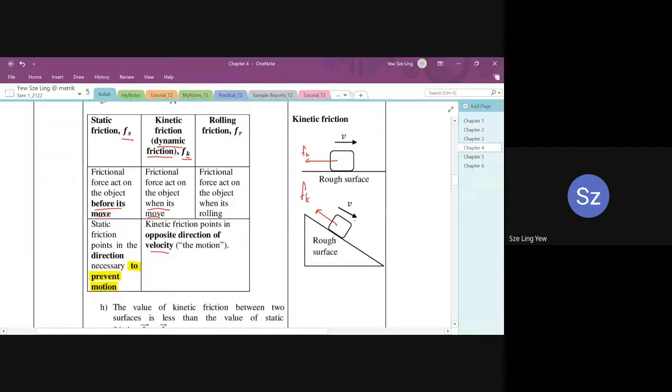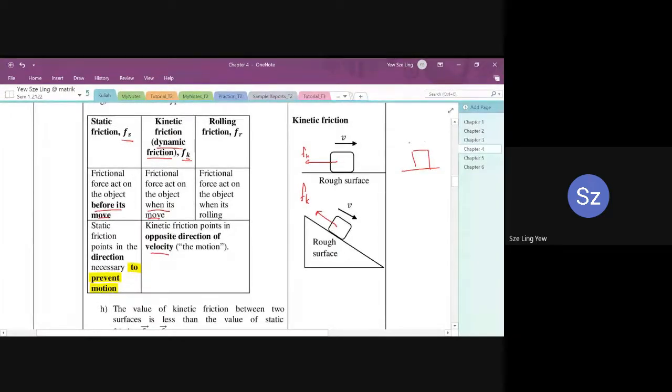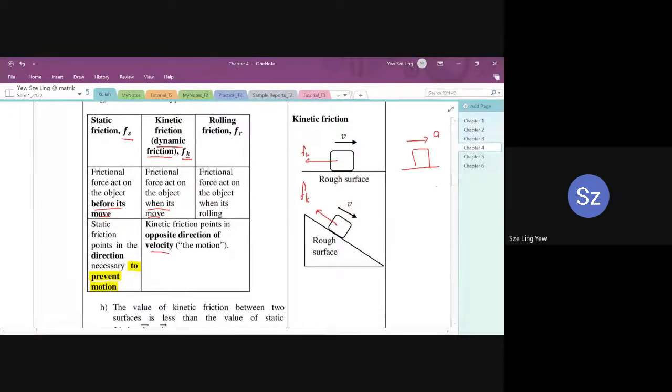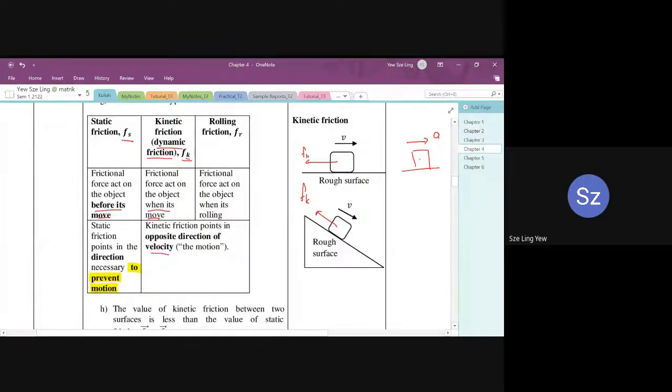Now, not just v, sometimes questions might give you the symbol a. So a also represents the direction. For example, now you're given a surface, and it tells you your object is moving with a constant acceleration to the right. Therefore, our frictional force is also going to the left.